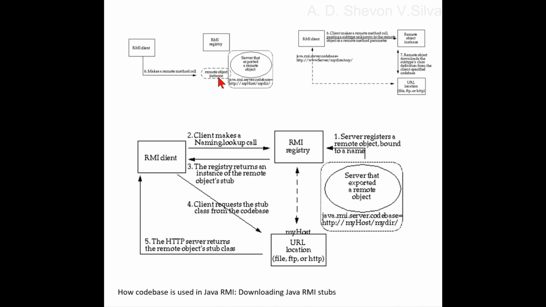Here you can see the RMI registry, and here the server that exported the remote object. Here is step 6, where the RMI client is connected to the remote object instance. The client makes a remote method call, passing a subtype unknown to the remote object as a remote method parameter. Here the RMI client interacts with the URL location via the codebase property. The remote object instance interacts with the URL location, where the remote object downloads the subtype's class definition from the client-specified codebase.